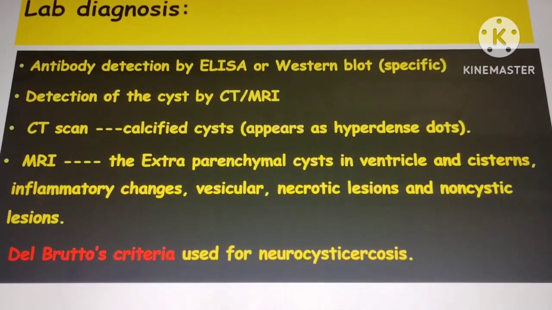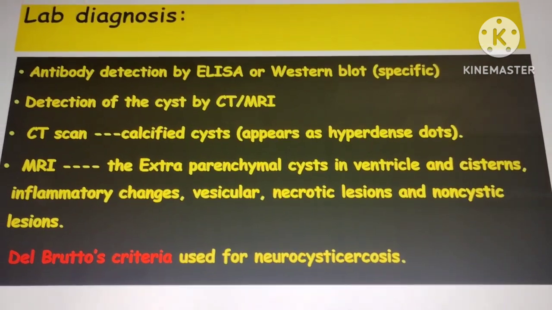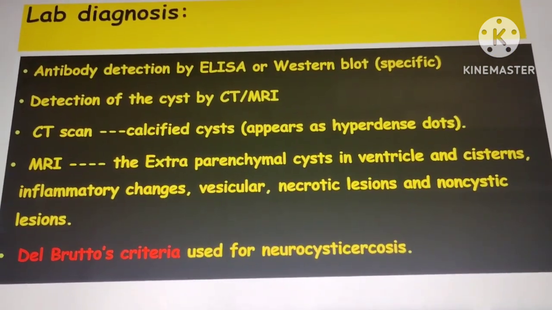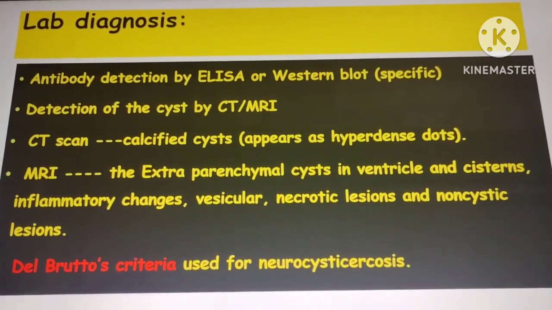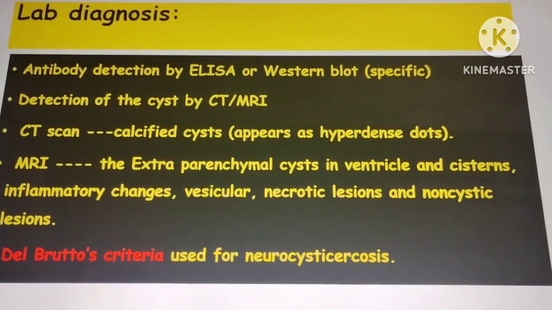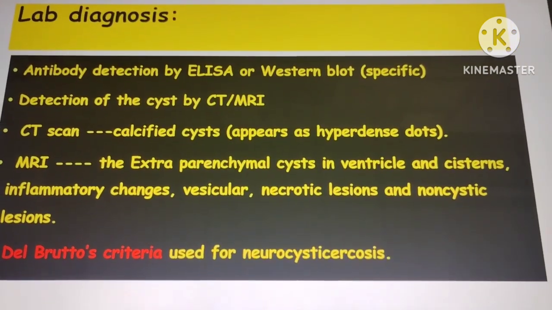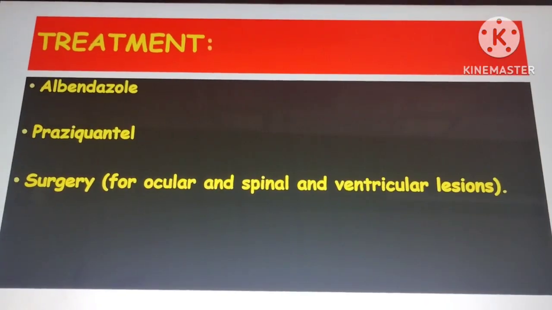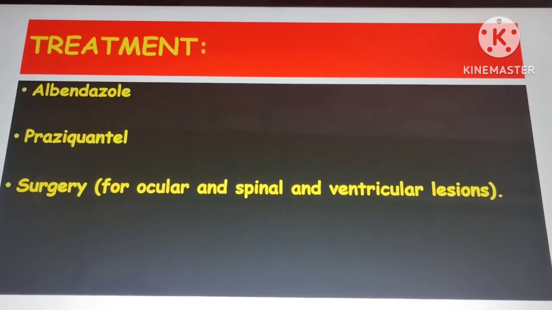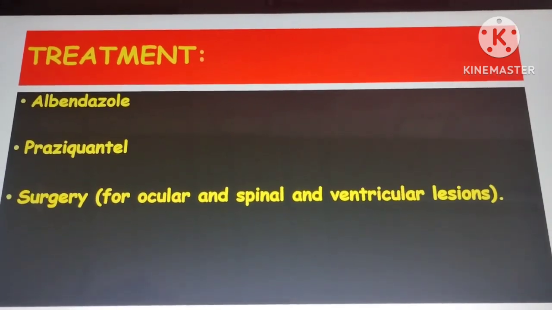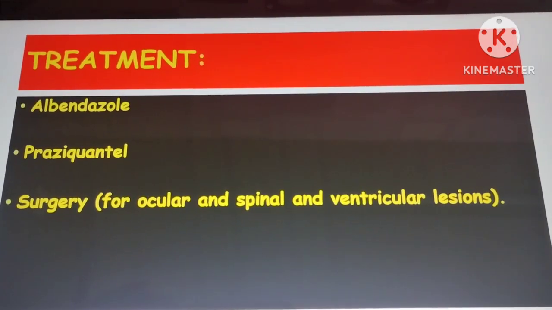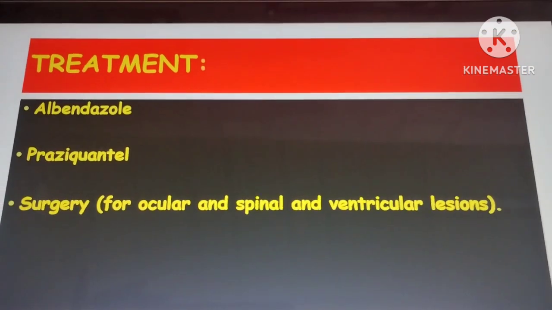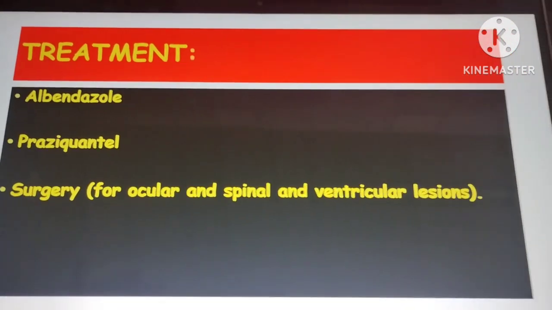And then there is the Del Brutto criteria. If you remember the name, that's enough. No need to read the details of the criteria. Next is the treatment. As usual, it is albendazole and praziquantel, and surgery for any ocular, spinal or ventricular lesions.